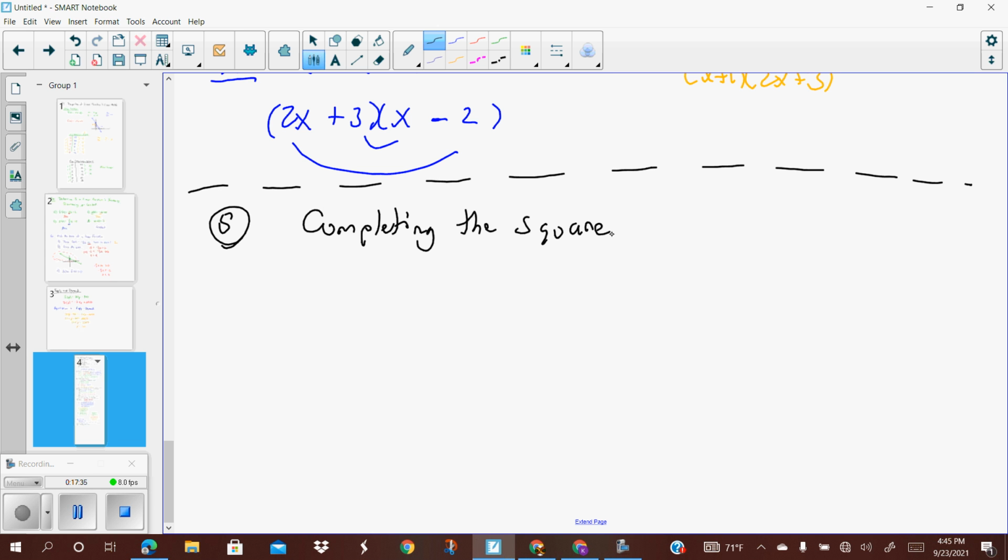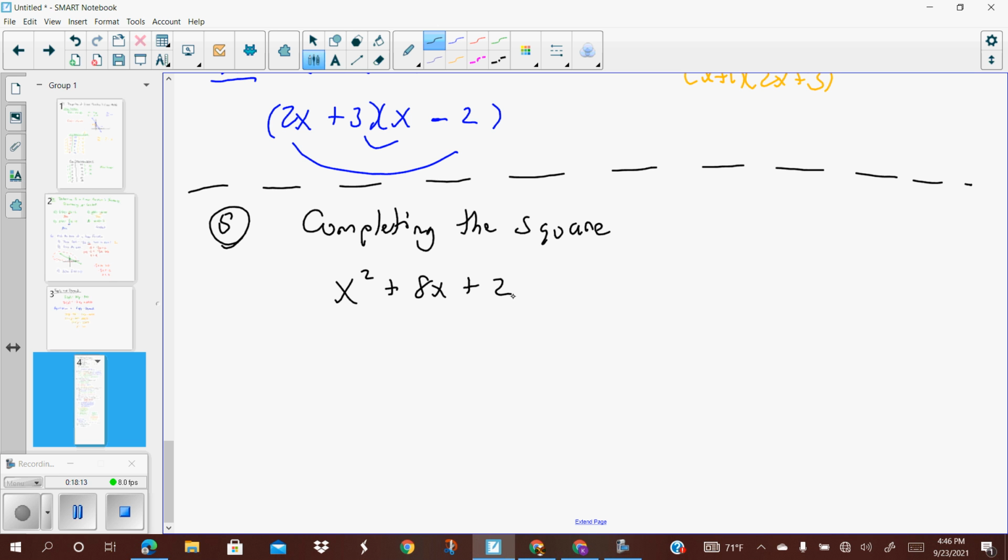So what we're going to be given is some kind of a polynomial to factor. But the polynomial itself is going to be, let's just say, something that doesn't factor easily. So for example, if I have x squared plus 8x plus 2.